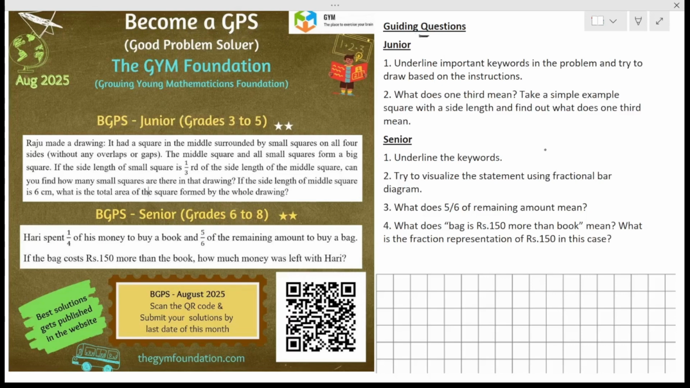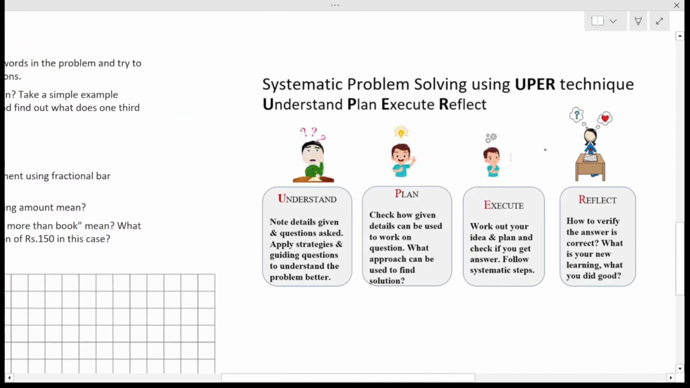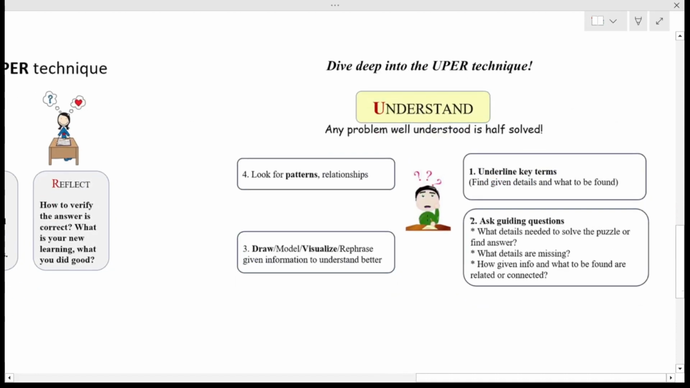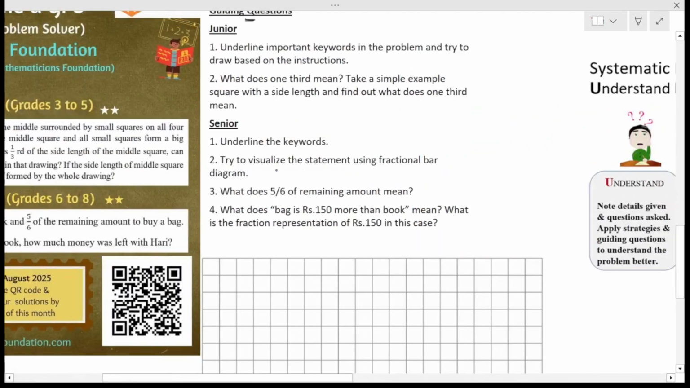And in this part of the video, we will also discuss the UPA technique, the research-proven 4-step technique, which will help you work on problems. The understand, plan, execute, and reflect parts give you systematic steps to approach a problem. In order to understand a problem, you need a guideline or framework. First, underline the key terms and ask guiding questions to understand what information is asked, what you need to find, and how to work on it. Then draw or model to understand the problem, link the concepts, and look for any patterns or relationships. So we'll apply these understanding techniques here.